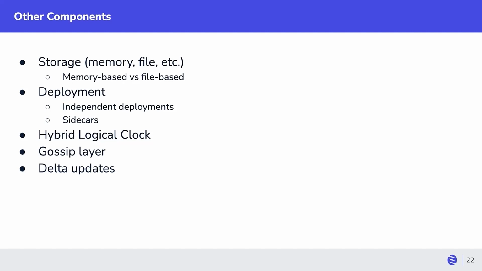On the deployment side, this can be deployed really as any service as long as the replicas can communicate to each other. In our case, we deployed these as sidecars because we use a Kubernetes deployment. And so the services that require access to these CRDT values have a sidecar that is essentially our service that provides the CRDT functionality.